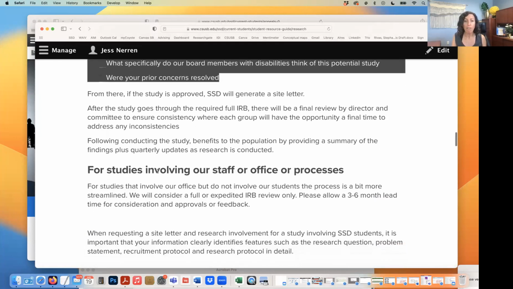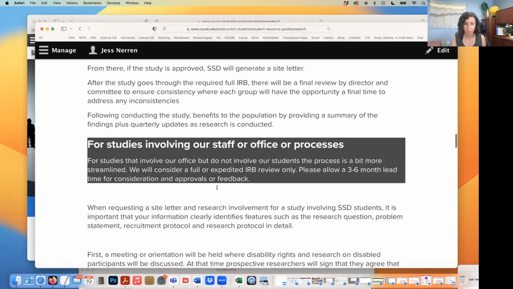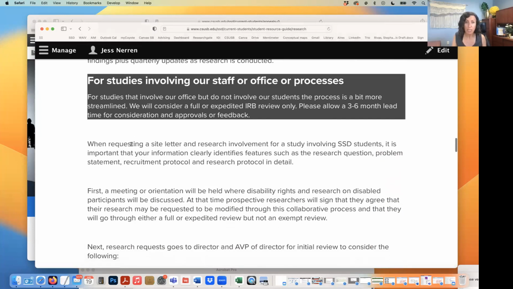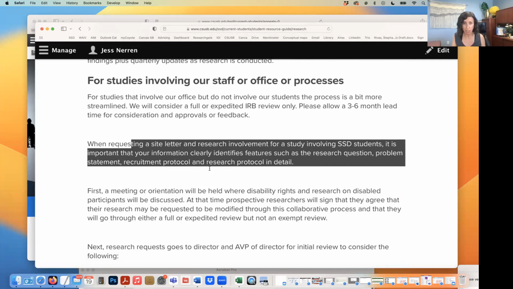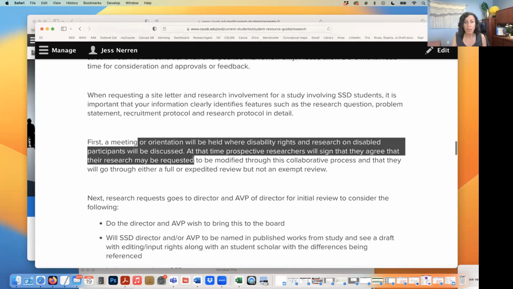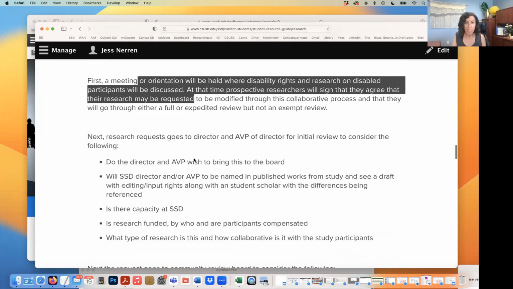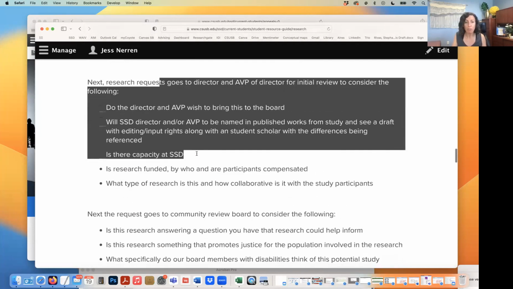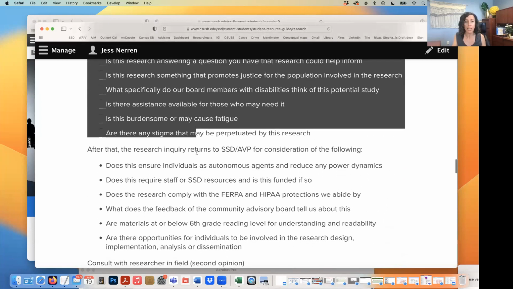Okay. For studies involving our staff or office or processes, you would still initiate by providing those research items to us and requesting a site letter. Okay. A meeting or orientation, you would meet with us and we would go through a similar process.